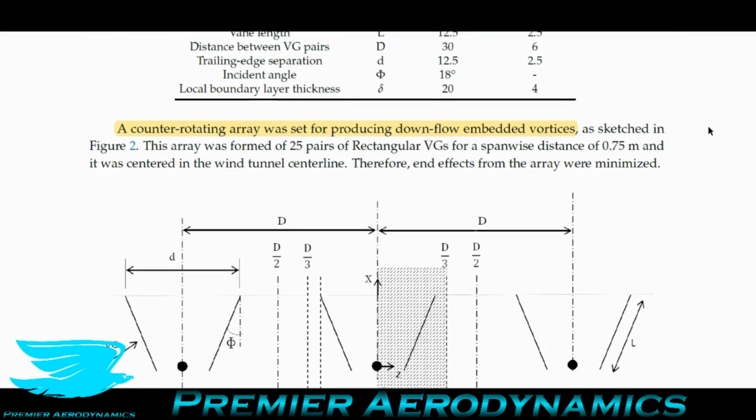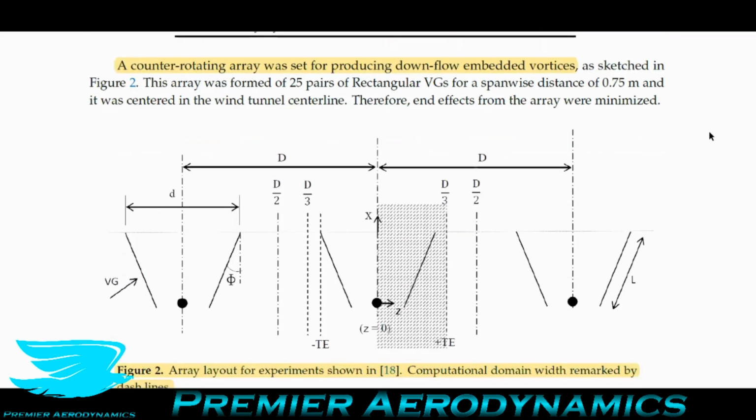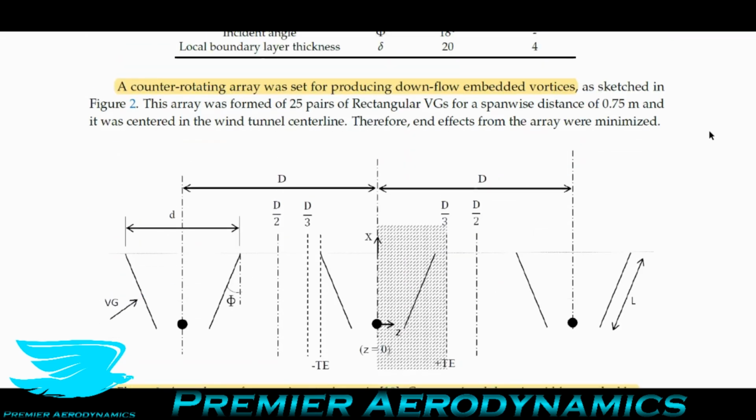So they put these vortex generators in a counter-rotating array. As I mentioned earlier, you can have counter-rotating vortices or co-rotating vortices. They put them in the counter-rotating array, so you have two vortices of opposite signs washing down fluid between them when they're both pointing down, and then when they're both pointing up, they upwash the fluid between them.